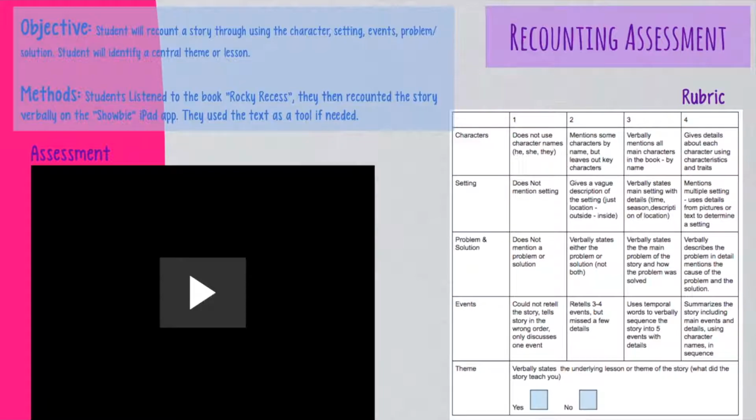As you can look at this recounting assessment, there were different things that they had to include in their response to earn them either a 1, 2, 3, or 4. Eric earned mostly 2s on this assessment, which means we need to continue to work with him on his recounting abilities of a story.